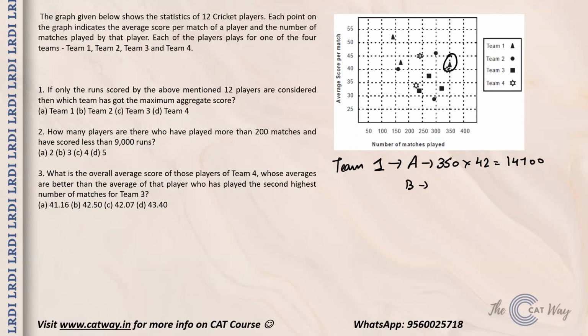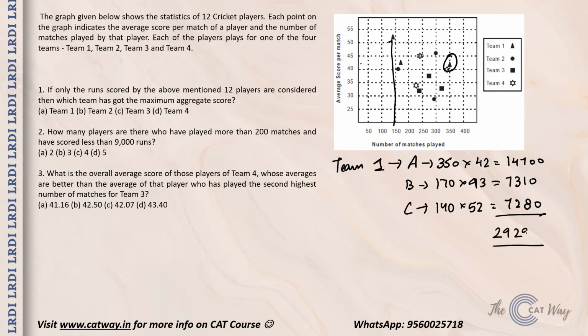Now player B is the one who has played 170 matches, with an average of 43. So how many runs did he score? He scored 7,310. And then we have the player with the least number of matches, this guy. We will call him C, and he has played 140 matches with an average of 52. So in total he has scored 7,280. Now the total runs scored by this team is 29,290, right? Similarly, we will need to calculate it for the other three teams as well.